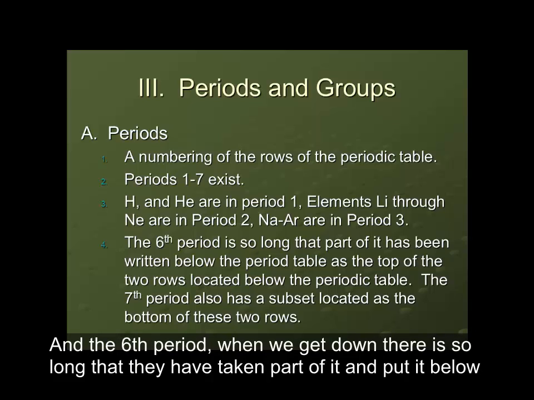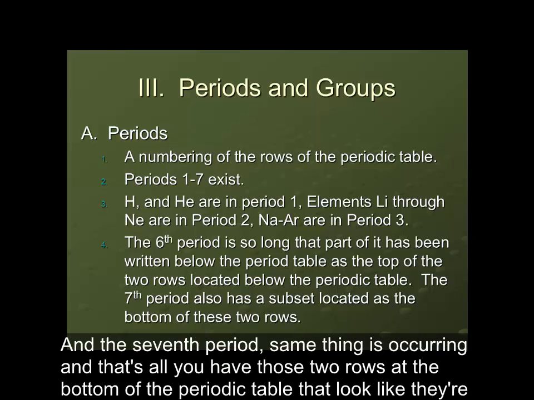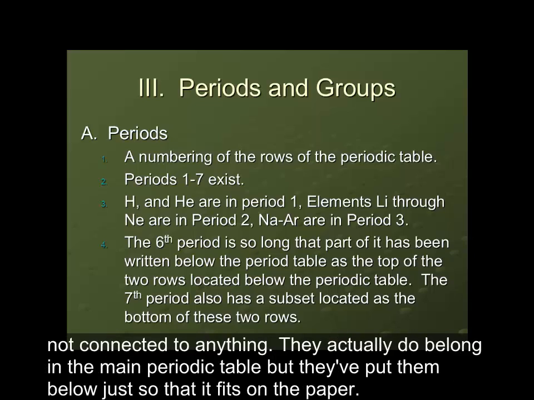And the sixth period, when we get down there, it's so long that they have taken part of it and put it below the periodic table just to make it fit on the piece of paper. And the seventh period, same thing is occurring. And that's why you have those two rows at the bottom of the periodic table that look like they're not connected to anything. They actually do belong in the main periodic table, but they've put them below just so that it fits on the paper.